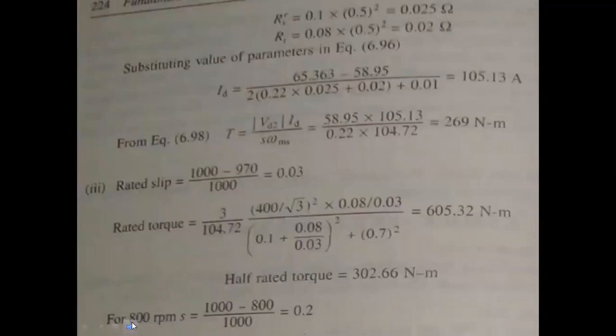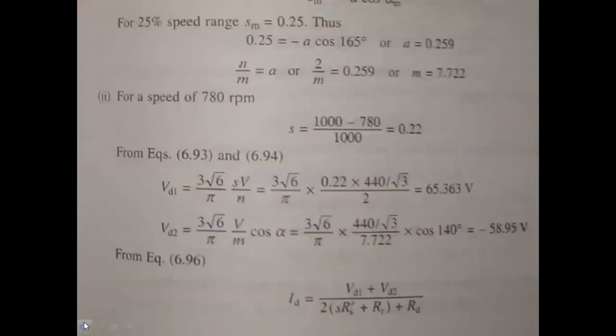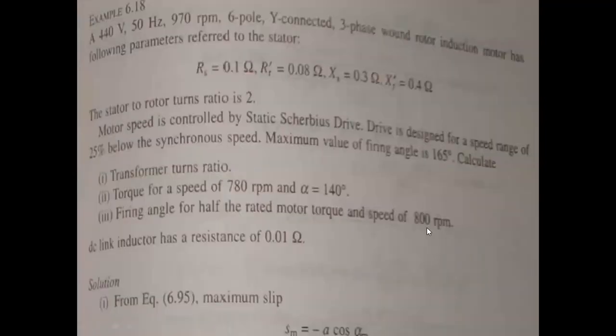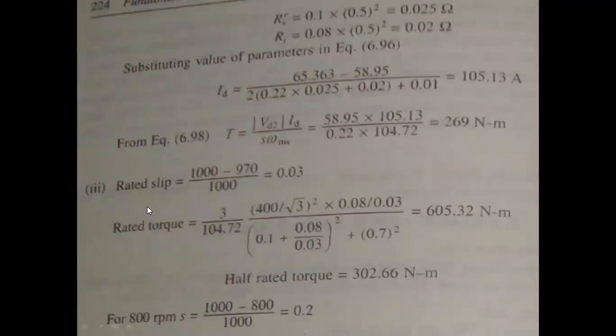Okay, so actually slip we have to again calculate as the speed is changed to 800. So see here, actually we have to do one step here. First we have to calculate the slip at 970 rpm. See, we know that the rated slip at 970 rpm, 1000 is the synchronous speed, and 970 is the rpm of the driving motor. So 1000 minus 970 by 1000 is 0.03. Actually this is the slip at 970 rpm.